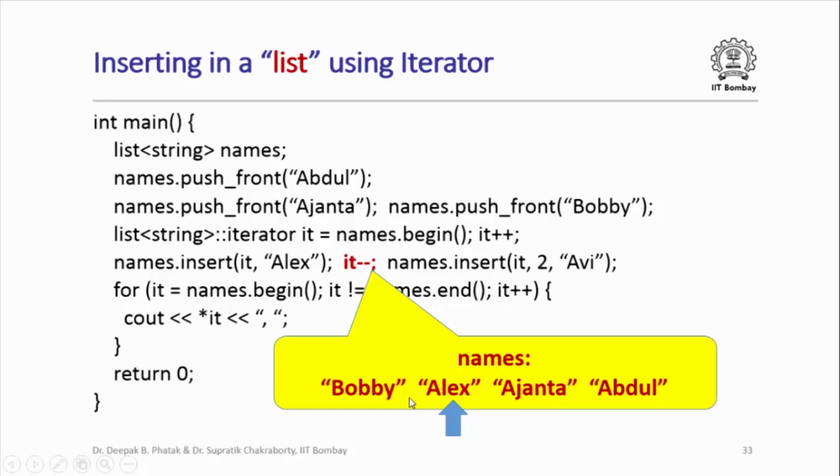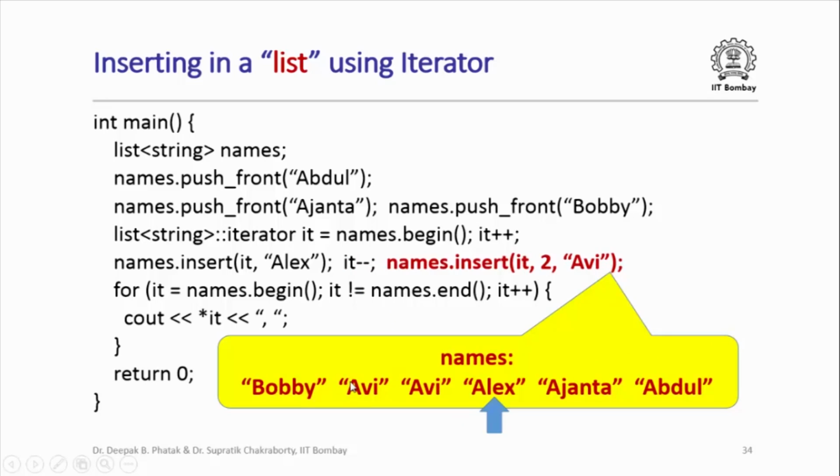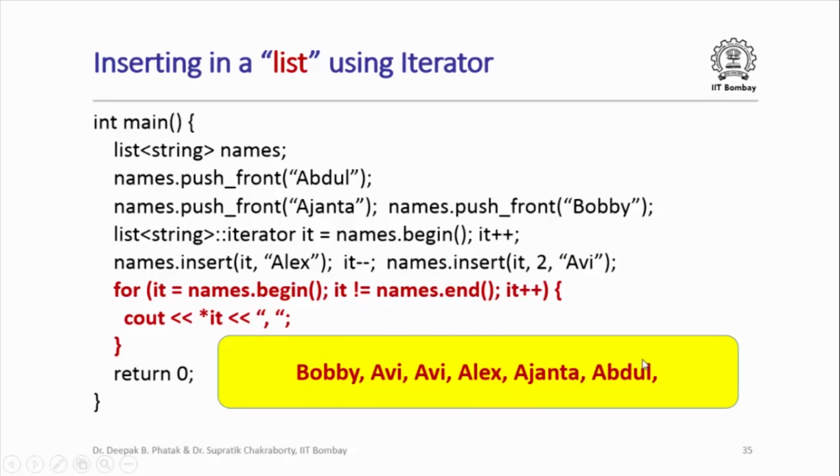So just before Alex, some insertion is going to happen. This 2 says insert 2 elements, and each of those 2 elements are going to be initialized with the string Avi. So basically this is what's going to happen. Just before Alex, 2 strings both initialized to Avi will get inserted. The iterator is still pointing to Alex. So now if I try to print out the names in this list, I will get this as output.